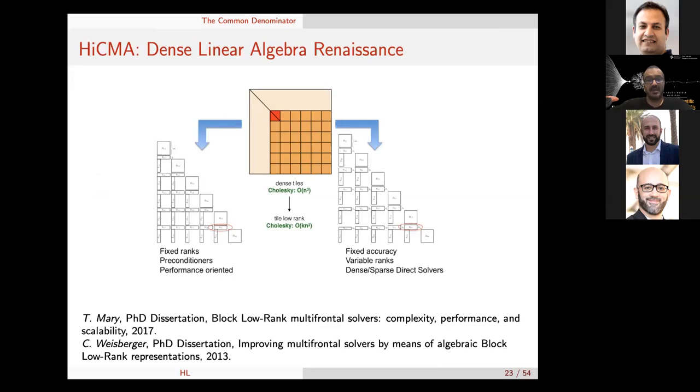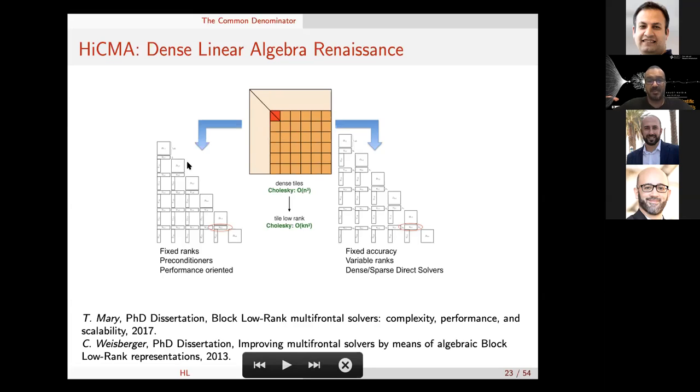HICMA is a dense linear algebra renaissance in the sense that we are pushing the limit of the existing dense linear algebra libraries that I mentioned before. We're pushing the limit in the sense that we are now trying to solve even larger problems that could not fit in memory on today's supercomputer. And the idea that we take for that is we compress those tiny tiles, those tiny blocks of my dense matrix. We compress them, right?